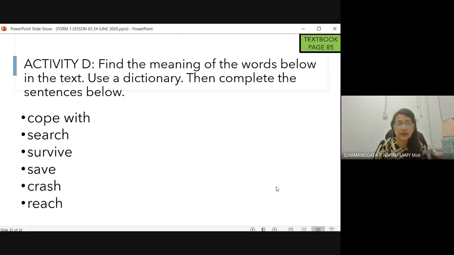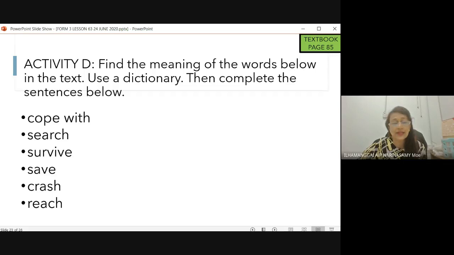What about search? What does search mean? To find something. Yeah, search is to look for something, to locate, to try to find something. Okay, Hadif, search: try to find something by looking or otherwise seeking carefully and thoroughly. Yes. Very good. Okay, that's the dictionary meaning.